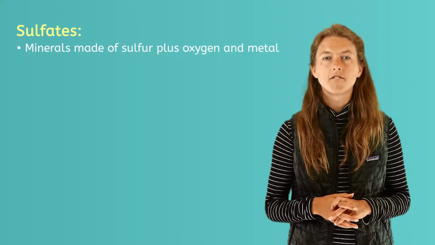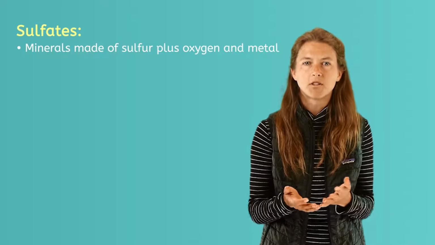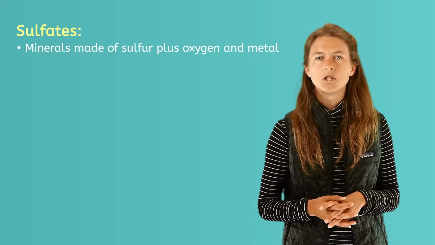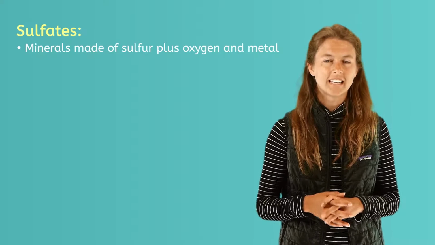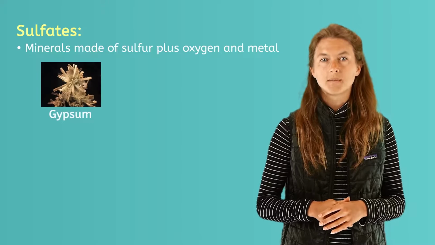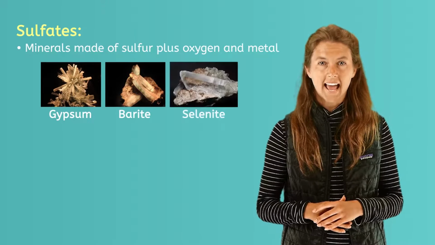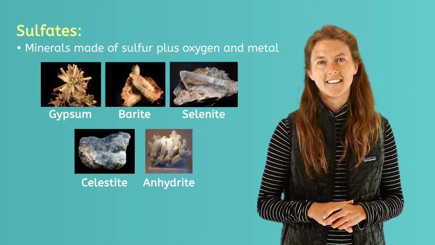Sulfates are made of sulfur plus oxygen and metal. It is a soft mineral and often translucent, which means it allows light through it, even if we can't see through it clearly, like glass. Some examples of sulfates are gypsum, barite, selenite, celestite, and anhydrite.